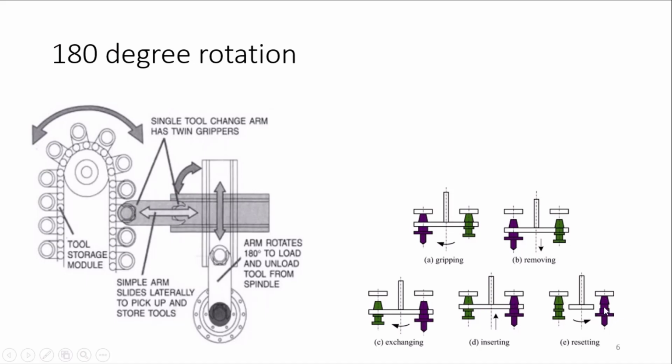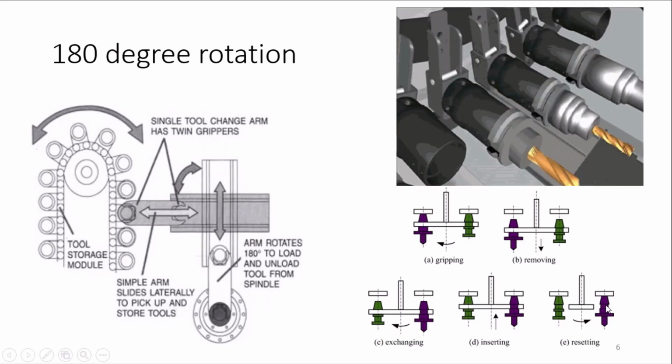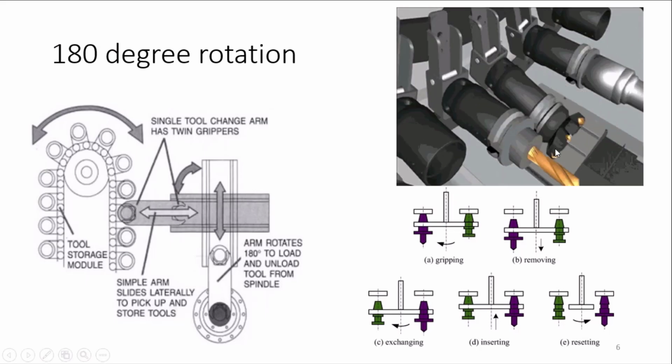Fine. Then after that, the resetting is done. So your arm gets reset and both the tools are free to work. This can be easily understood from this video. So you can see this is a drum type magazine.